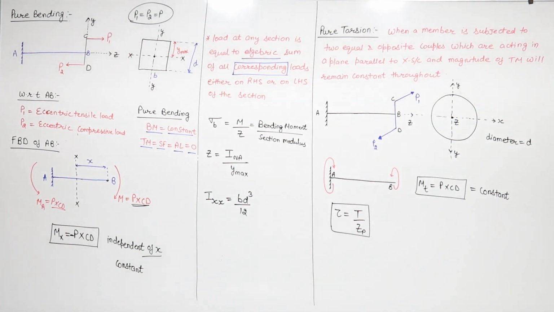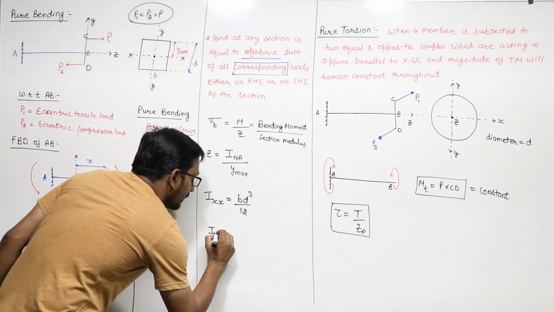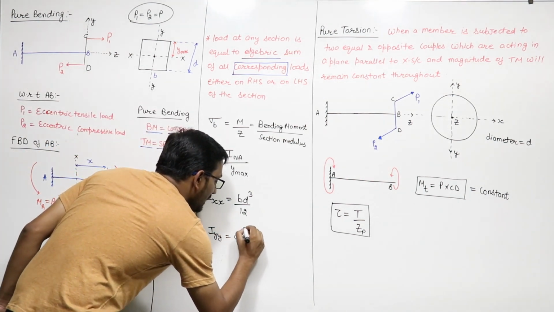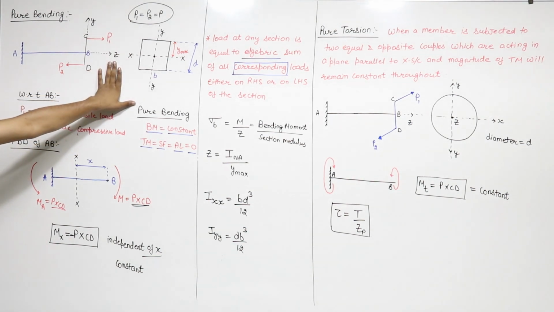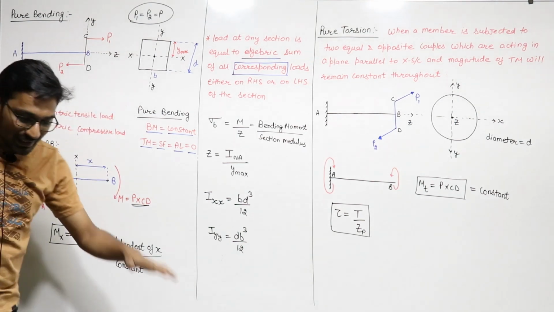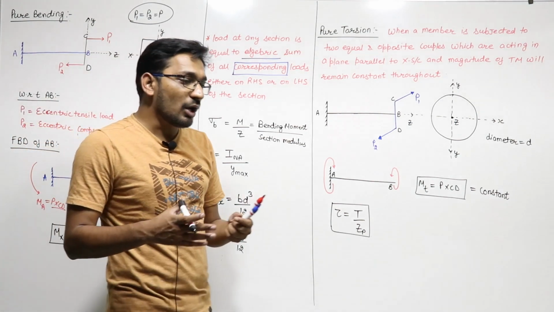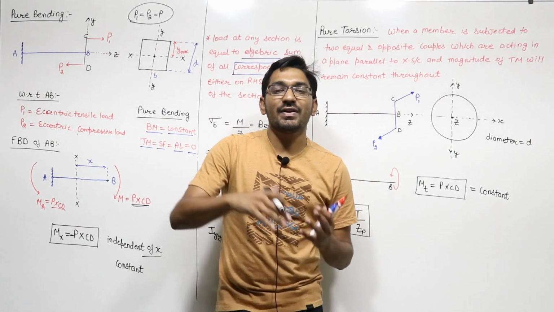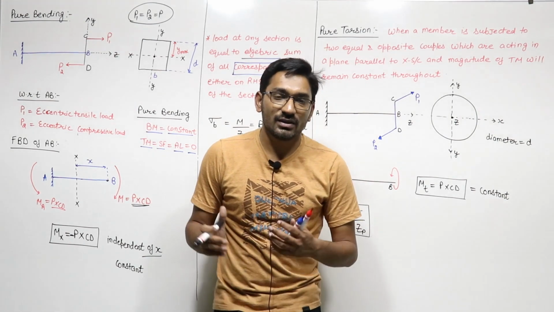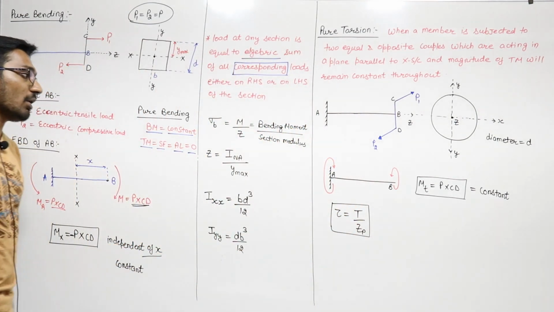Or if there is a bending moment which is about the axis YY, then IYY will be equal to DB cube upon 12. This basic moment of inertia, you know how to calculate for different axes. And if you want to calculate the moment of inertia about the Z axis, then you have to use the perpendicular axis theorem. That is, the moment of inertia about one axis is equal to the sum of the moments of inertia about the other two mutually perpendicular axes. This is the perpendicular axis theorem for the moment of inertia.